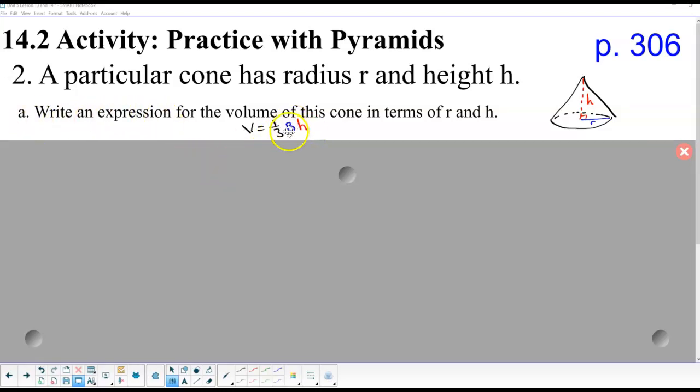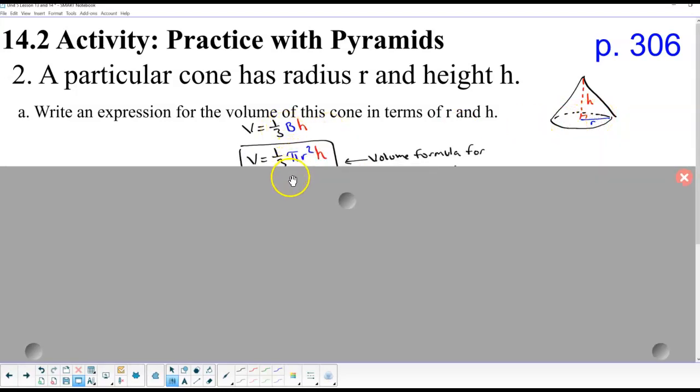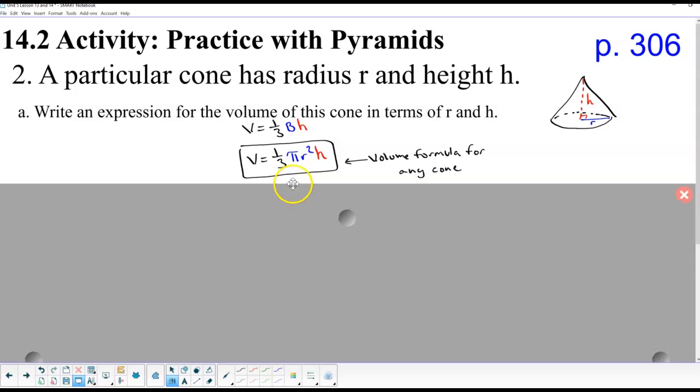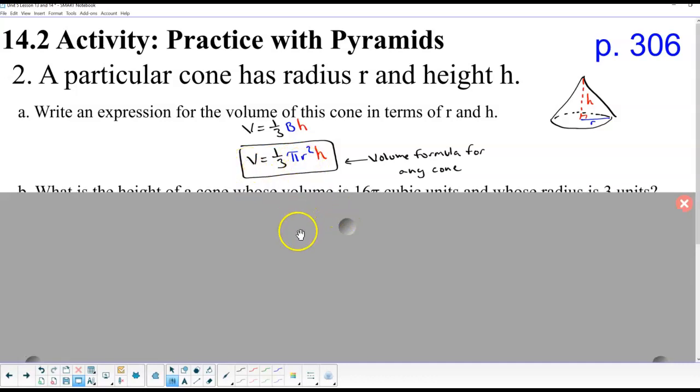Well, the only thing we can actually change is the area of the base. For any cone, the area of the base is always a circle, and the area of the base for any circle is pi r squared. So the volume formula for any cone is 1/3 the area of the base, pi r squared, times the height. I don't like to memorize this because I just know 1/3 area of the base times the height. And then I always know that a cone has pi r squared as its base, so I fill that in every time. I think of it as one less formula to memorize.